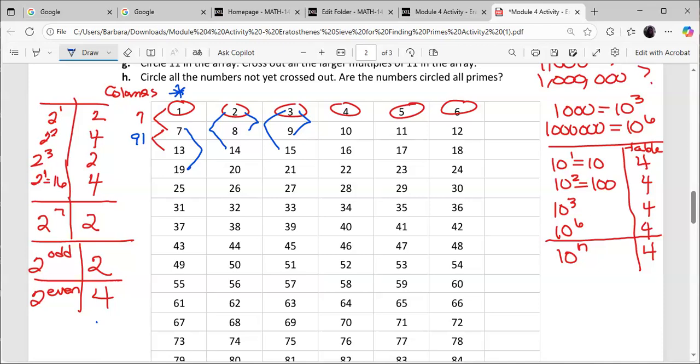So 2 times 8 is what? 16. Yeah, 16, but 16 is not in there, is it? No. So column 2 is not closed under multiplication. You'll need to test the rest of the columns like that.